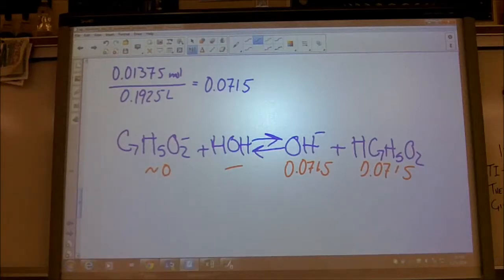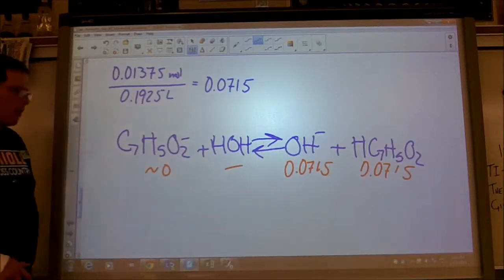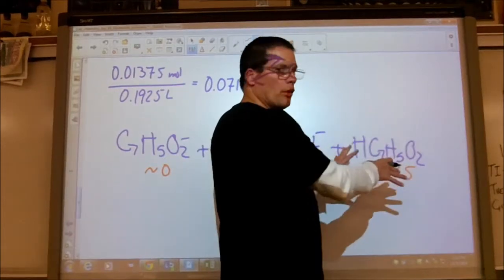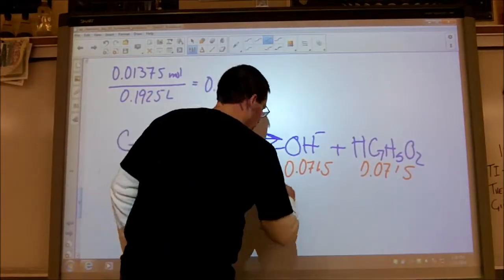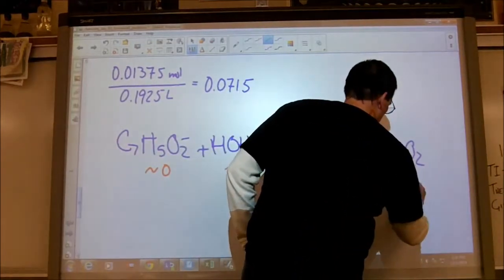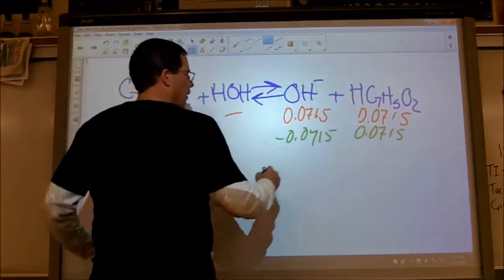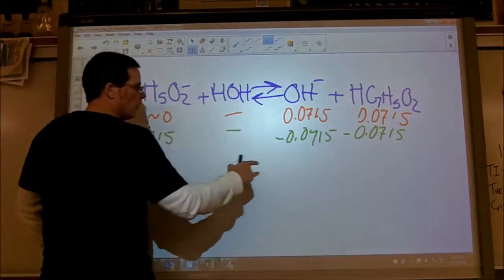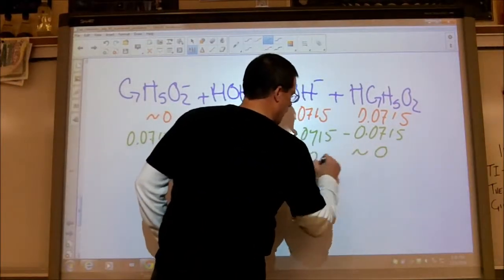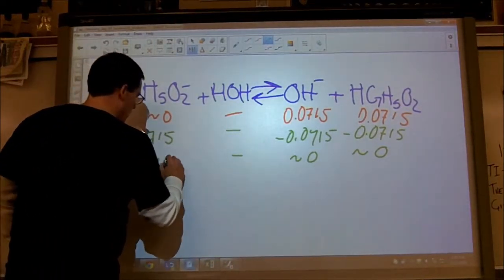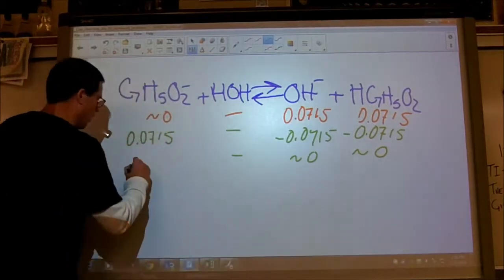We have our weak and our strong. Subtract 0.0715 because that's the smaller amount. In other words, since they're at the equivalence point, we have the same number of moles, the same molarity, and they're going to react. These are going to go down to 0, and OH becomes approximately 0. Both of them go to 0, and then equilibrium is reestablished. And now what we've got is the way we started, where we just have one thing at the beginning.